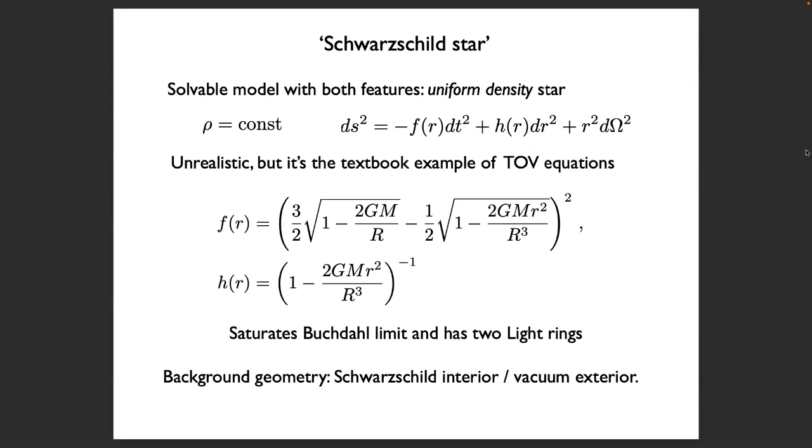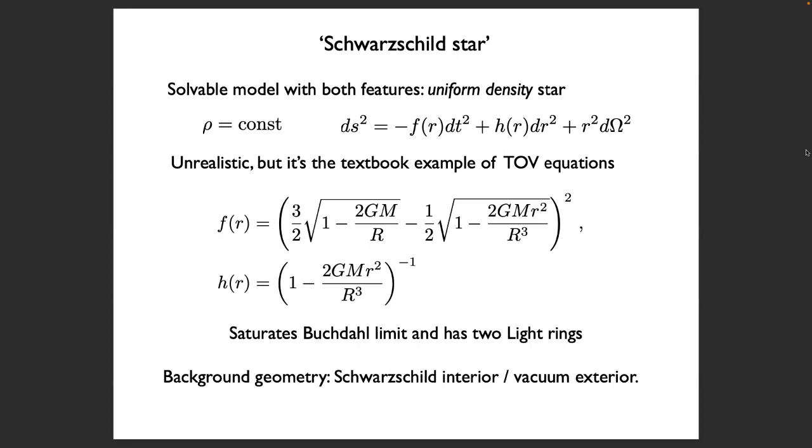This solution is very important. So these two metric functions have some profile, but it's not very important. I'm just showing them here to show that they're very simple things. So this solution both saturates the Buchdahl limit, so you can reach the 9/4. And also it has two light rings, the exterior one and the interior one that we're interested in.